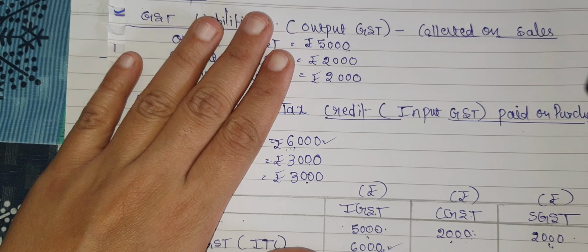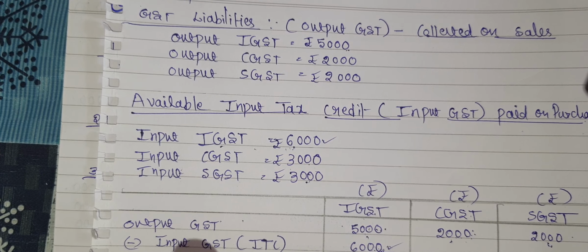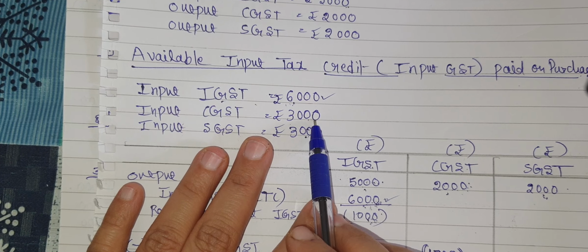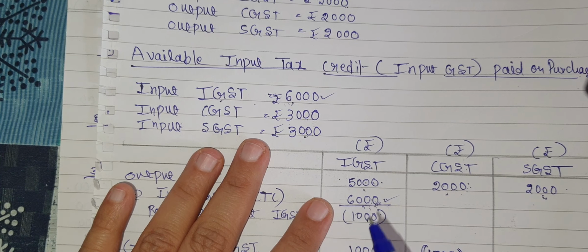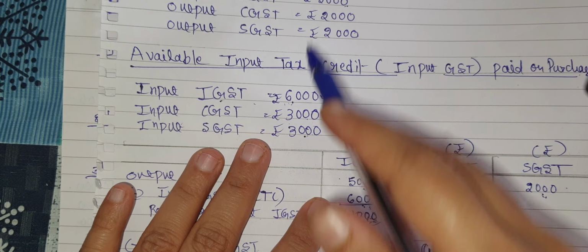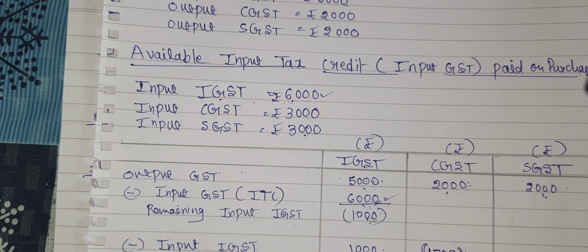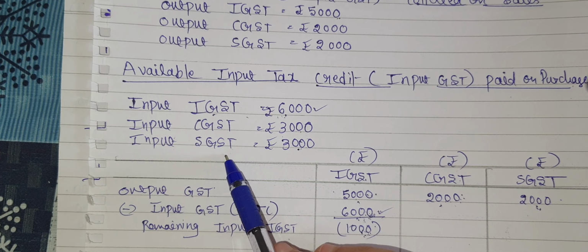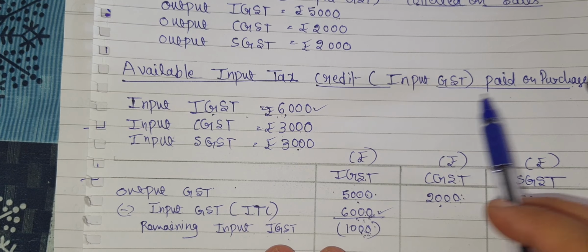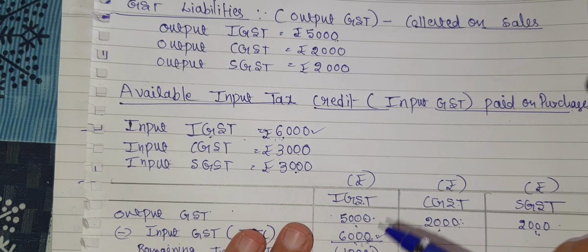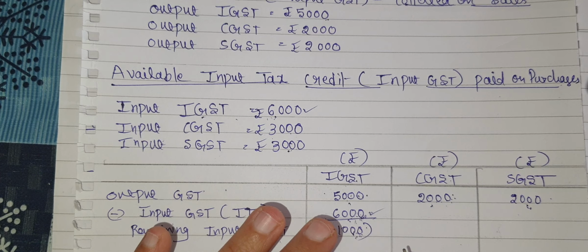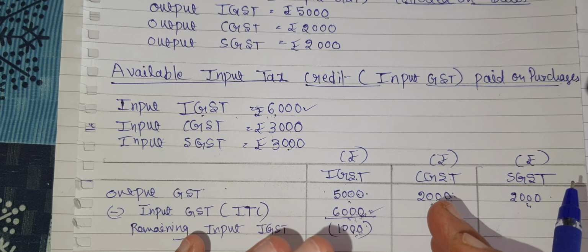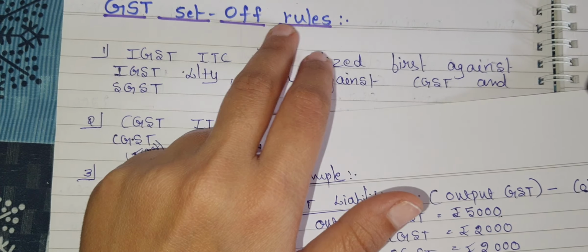So in this example we need not pay any tax to the government because we have already paid the full taxes on purchases. Here we have utilized the input tax credit against output GST. Means the input tax credit available, input IGST, CGST and SGST, paid on purchases, is more than the GST collected on sales. We need not pay the tax to the government. Fine, this is about GST set-off rules.